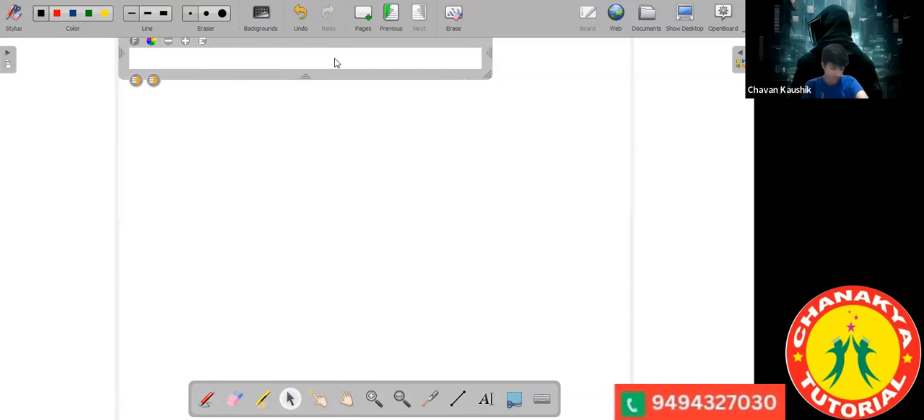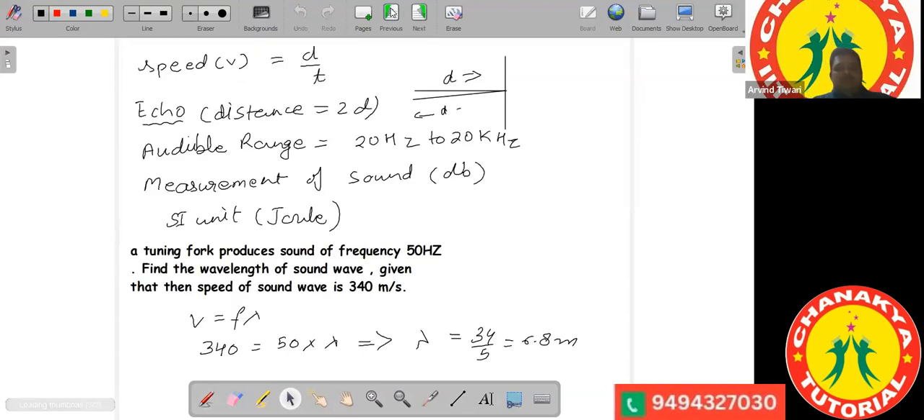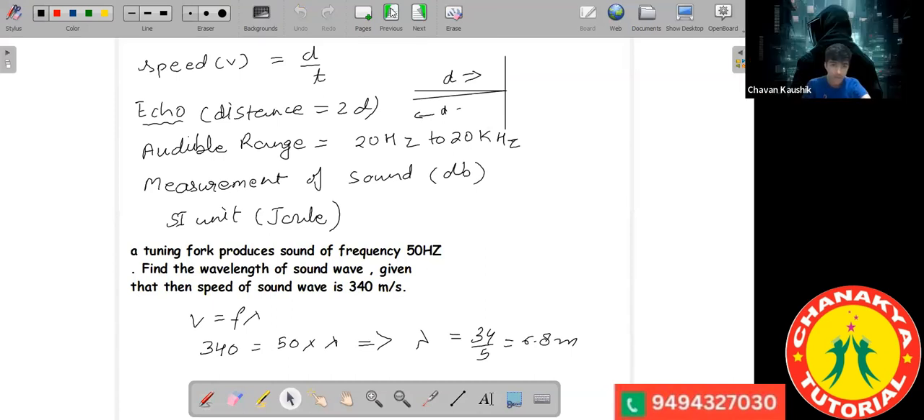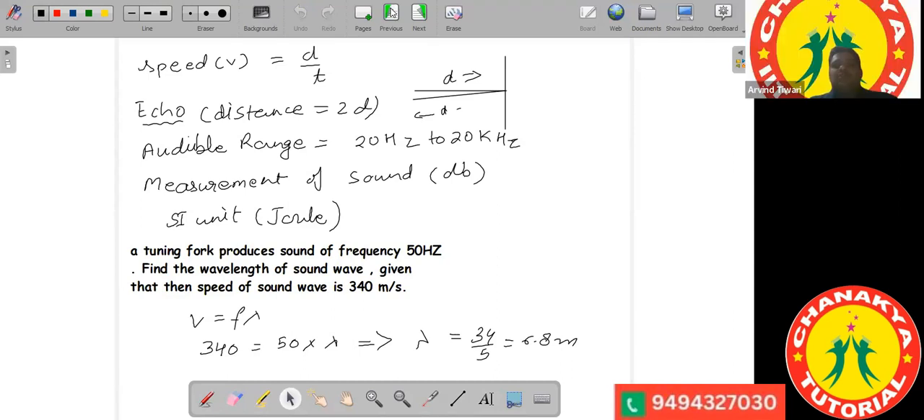Wait, sir, can you go back to the previous slide first? Okay. Sir, how did the 50 become 5 and the... Oh, zero, okay. Yeah, the zeros cancel. You can just divide both sides by 10, so you'll get 34 over 5.